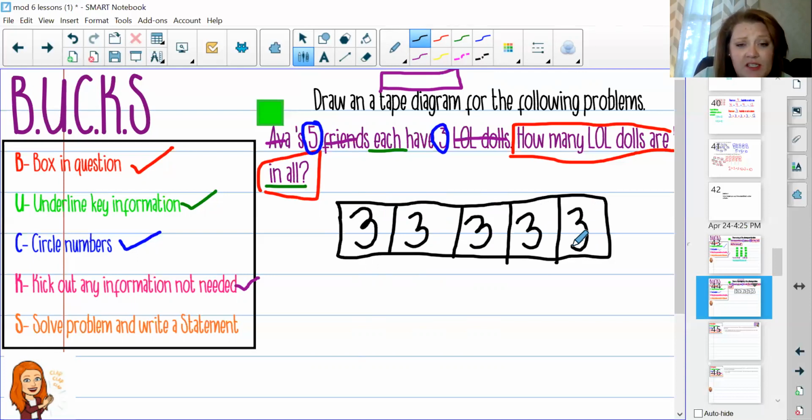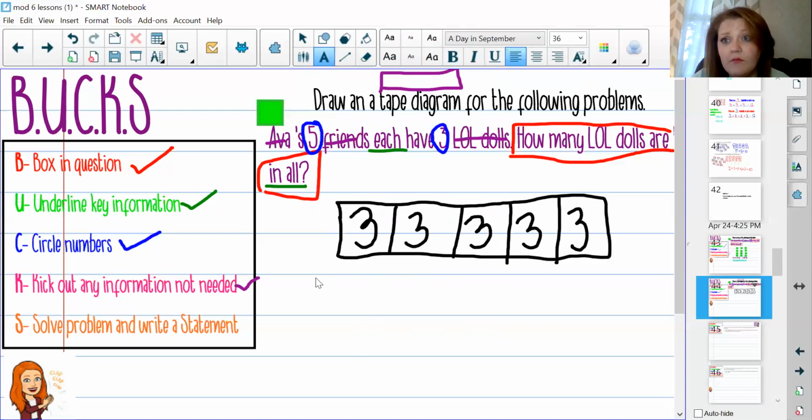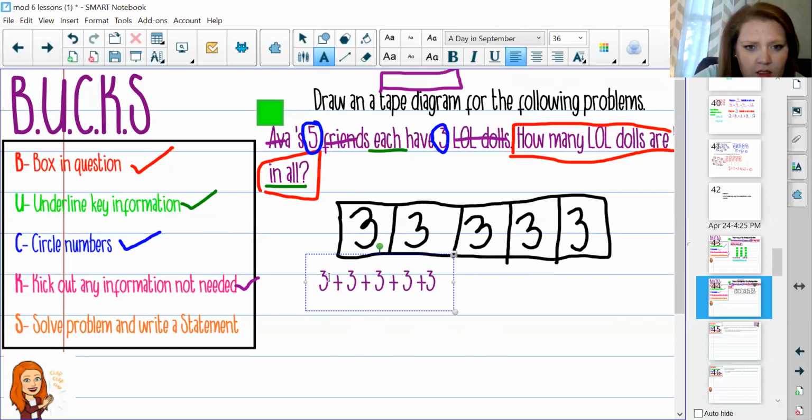Now I need to write my repeated addition sentence. So what would my repeated addition sentence look like? It basically looks like what it does in this tape diagram right here, but with plus signs in the middle. And I know we're going to add because it says in all. And in all is one of those key terms that lets us know that we are adding. So we have 3 plus 3 plus 3 plus 3 plus 3. Always make sure you got 1, 2, 3, 4, 5 threes. Okay. So we've got 3, 6, 9, 12, 15.